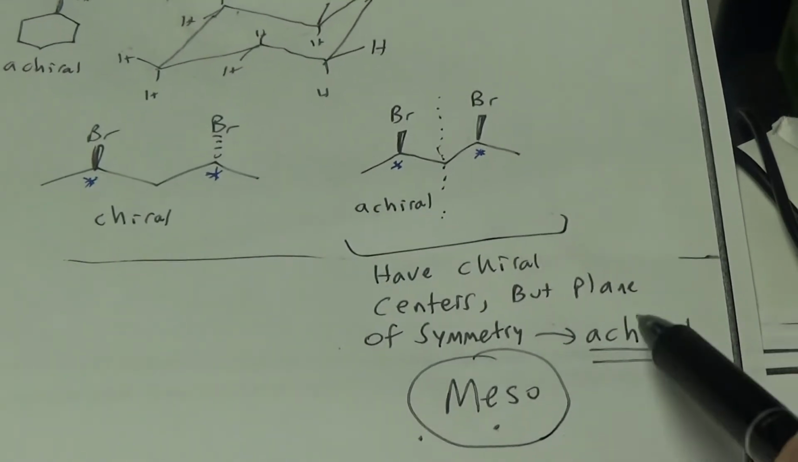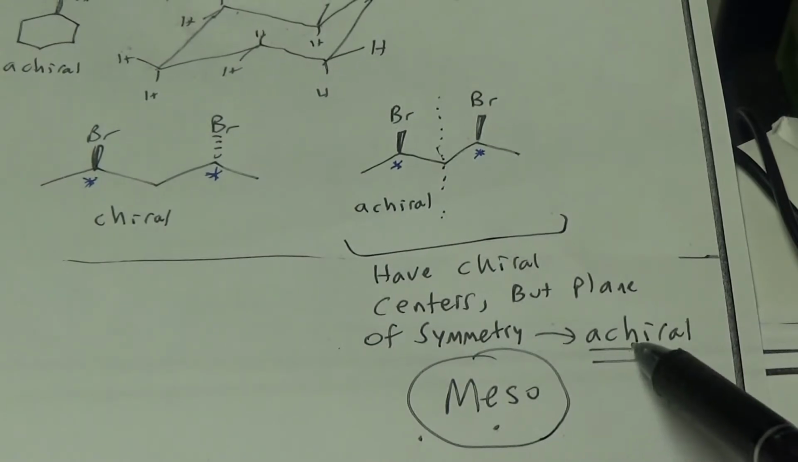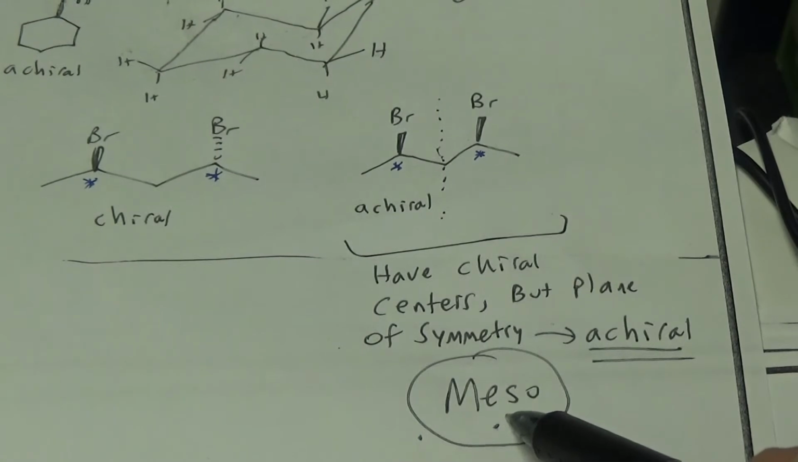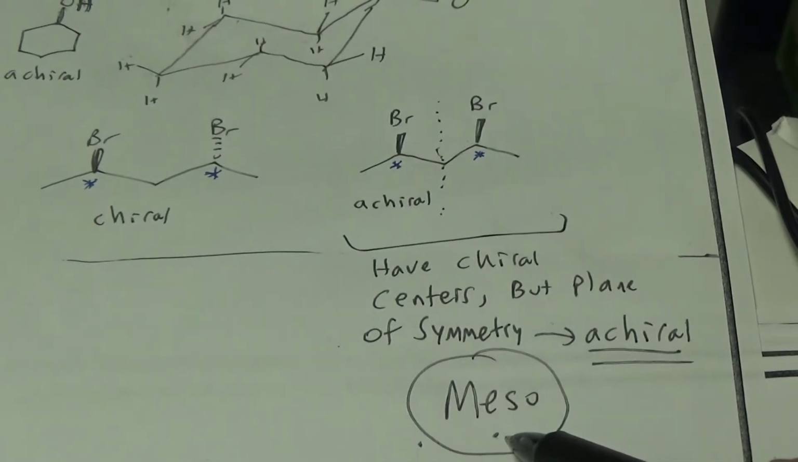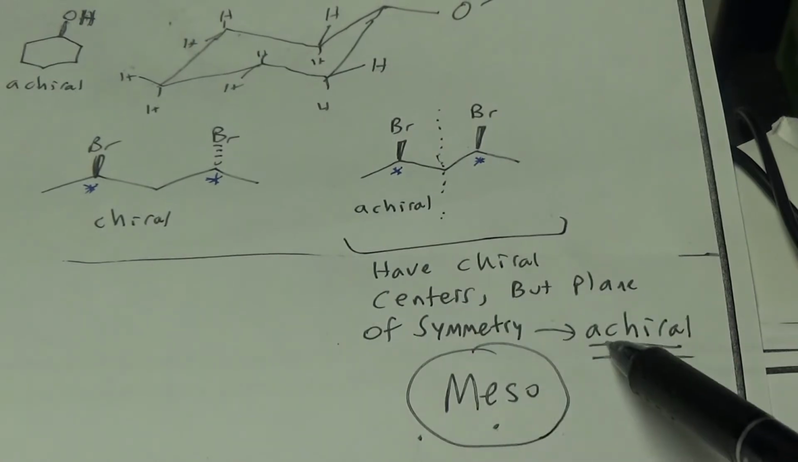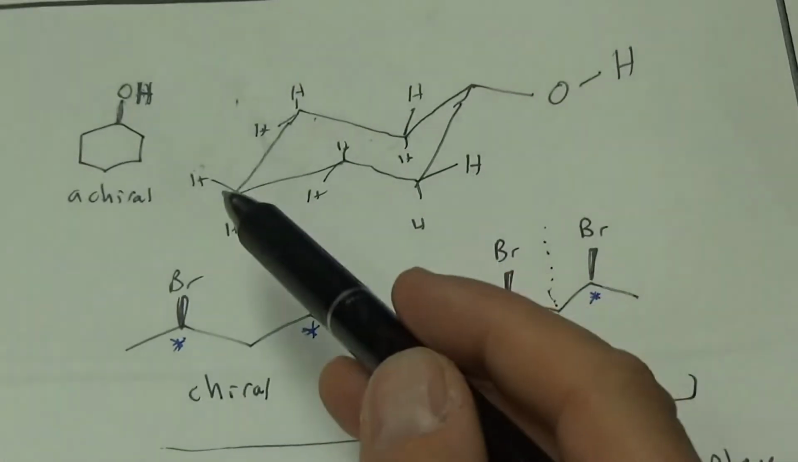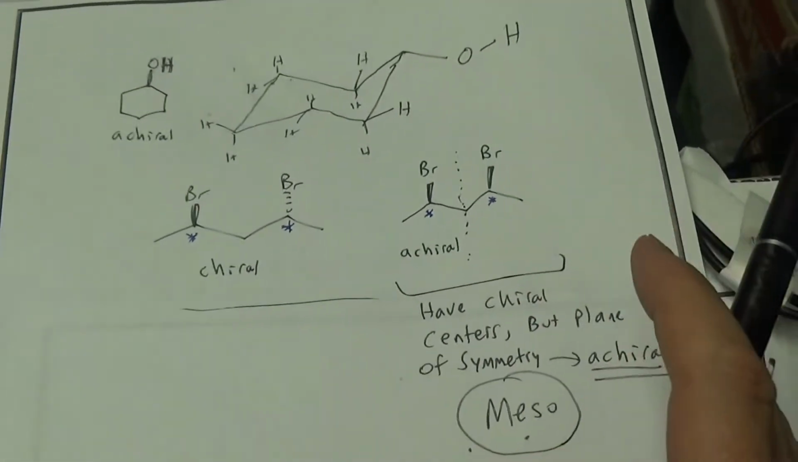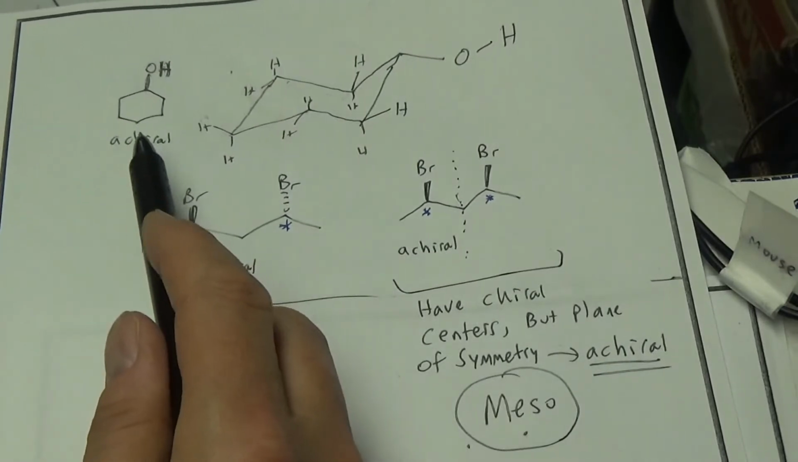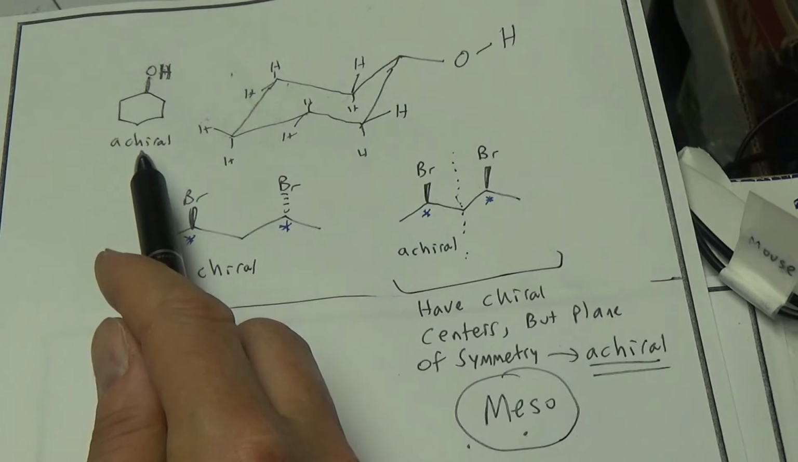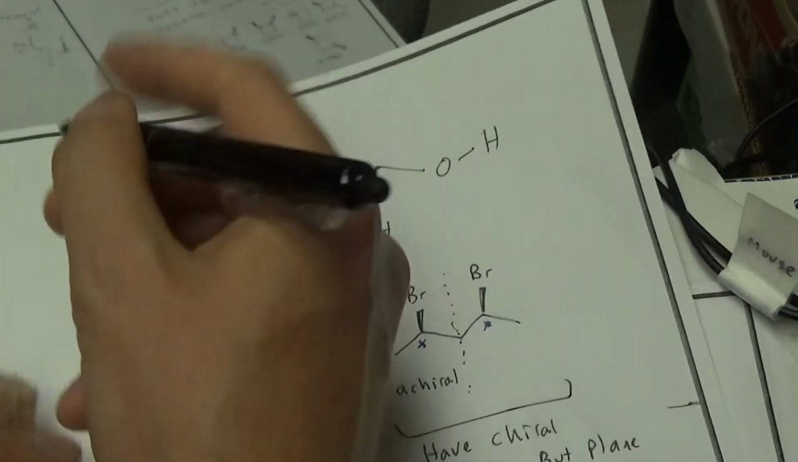So we could say this molecule is achiral and it's meso, right? Meso refers to that requirement of a plane of symmetry, but you have chiral centers. Is this guy meso? Is cyclohexanol meso? Does this have chiral centers and a plane of symmetry? It has no chiral centers, but it has a plane of symmetry. So this is what we call achiral non-meso.